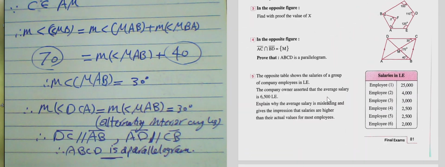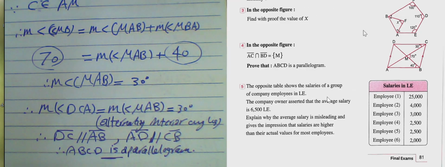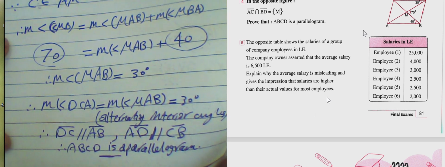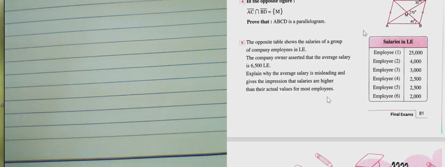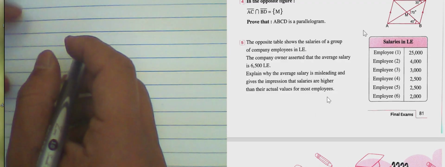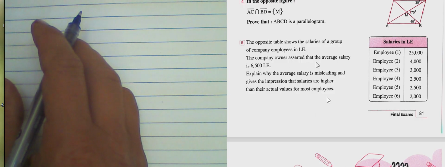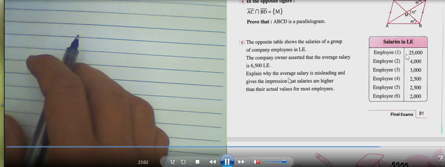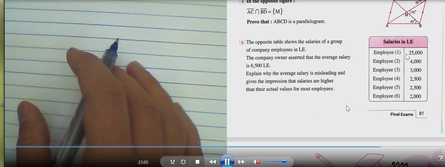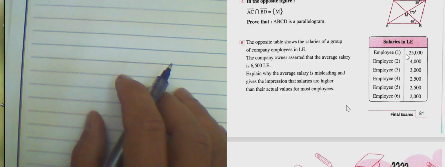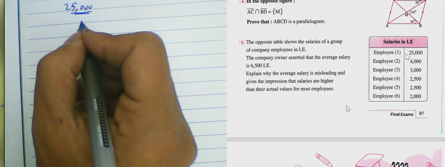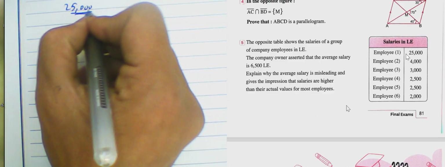Next question. The opposite table shows the salaries of a group of company employees in Egyptian lira. The company owner asserted the average salary is 6,500 Egyptian lira. Explain why the average salary is misleading and gives the impression that salaries are higher than their actual value for most employees. We have here an outlier. Look at the table. We have 25,000. It's an outlier number. So the company owner is misleading. Why? Because he used the outlier.